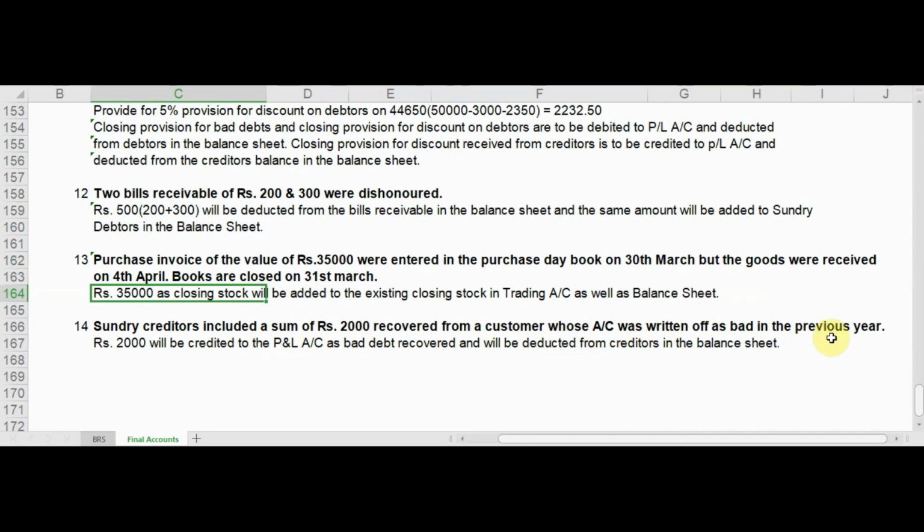Next, sundry creditors included a sum of rupees 2,000 recovered from a customer whose account was written off as bad in the previous year. How will it be treated? Rupees 2,000 will be credited to the PL account as bad debt recovered and will be deducted from the creditors in the balance sheet. So these are the various kinds of adjustments we may face while preparing the final accounts. So this is how we will treat these adjustments.